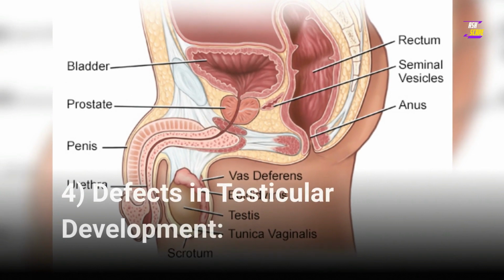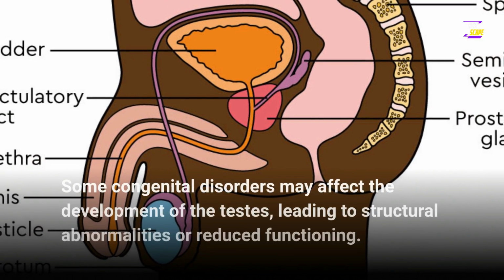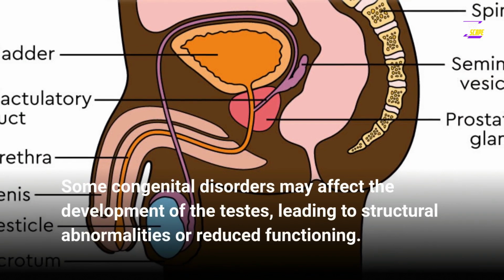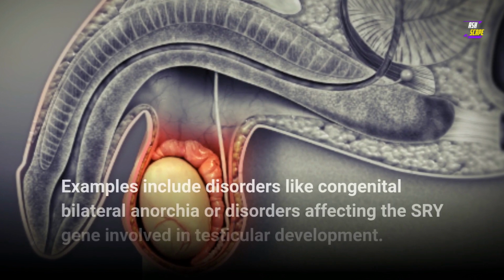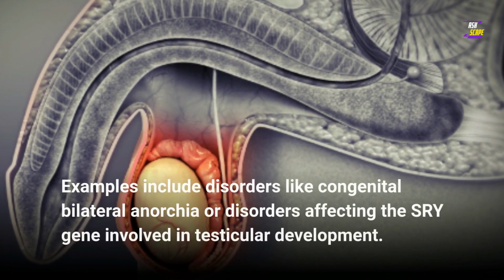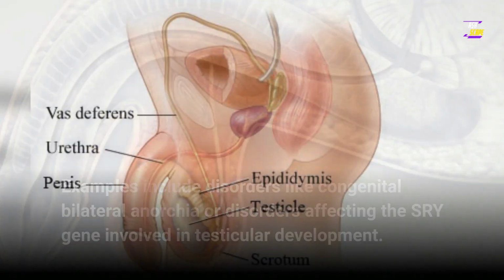4. Defects in testicular development. Some congenital disorders may affect the development of the testes, leading to structural abnormalities or reduced functioning. Examples include disorders like congenital bilateral anorchia or disorders affecting the SRY gene involved in testicular development.